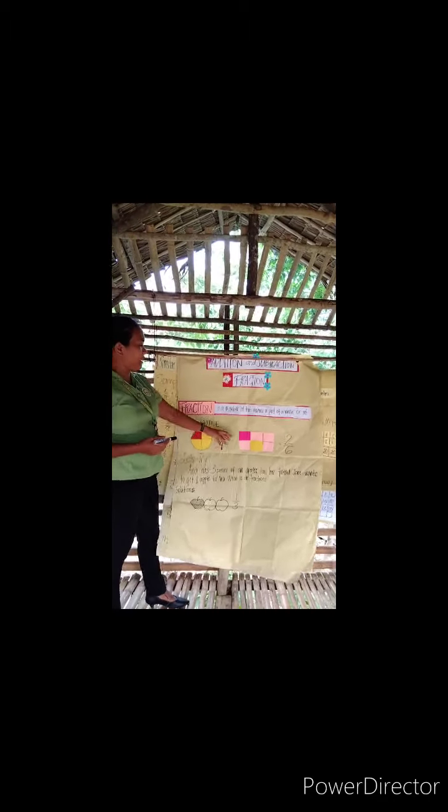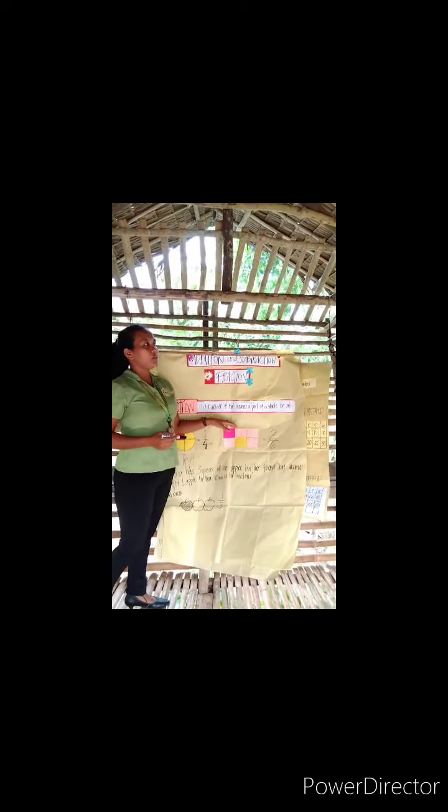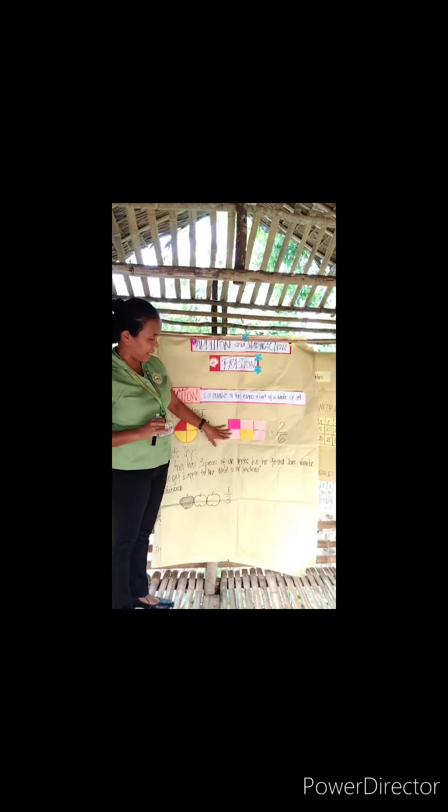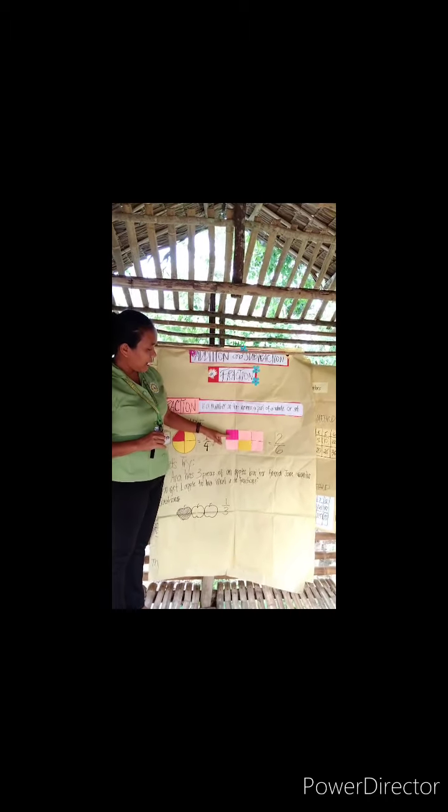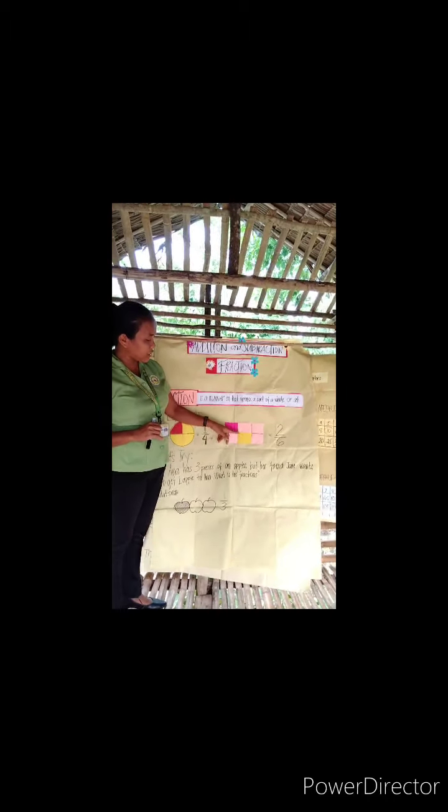Then, another example, class. I have here a sandwich or sliced bread. I have 6 pieces of sliced bread. Then, I give these 2 slices to Cheryl. So, what is the fraction, class?